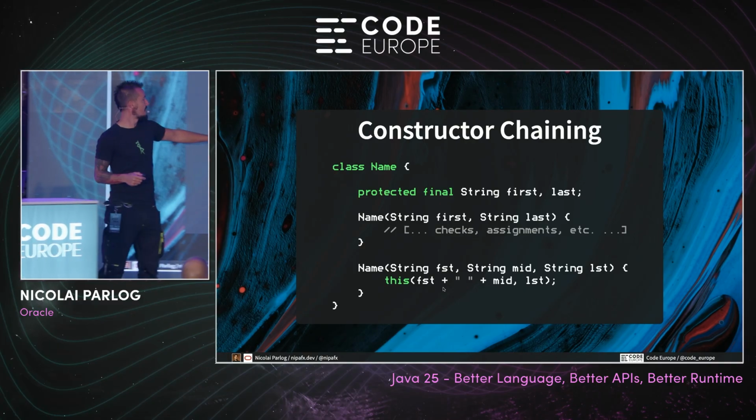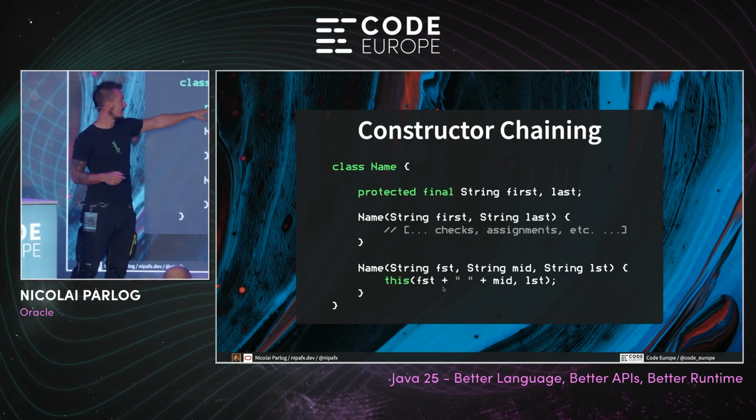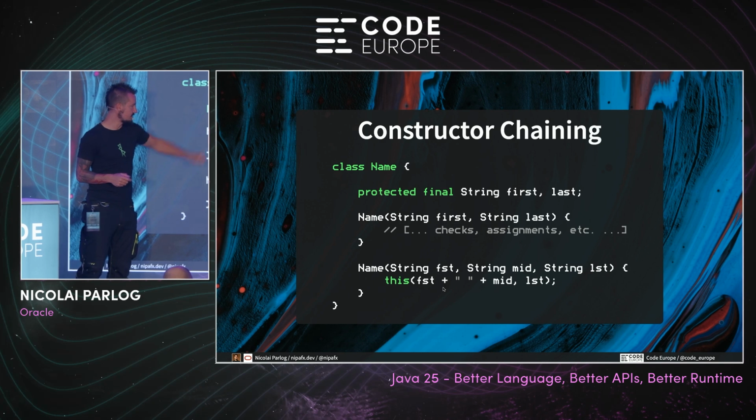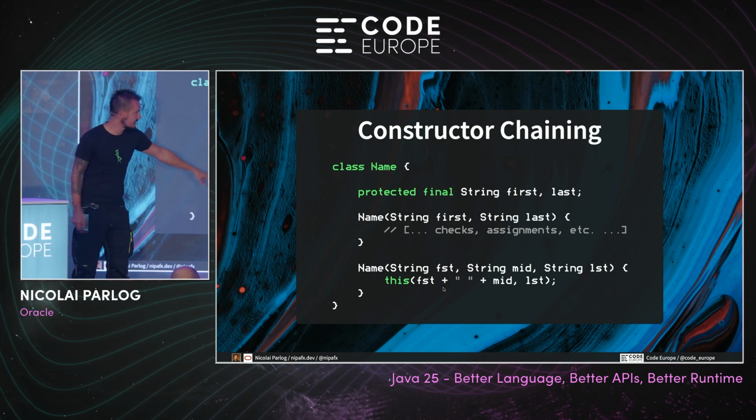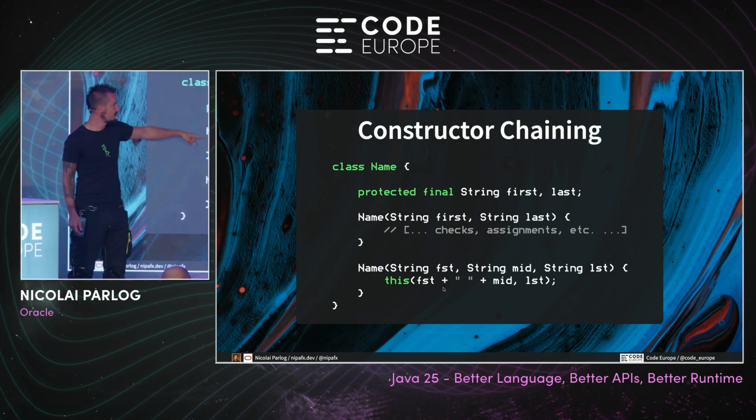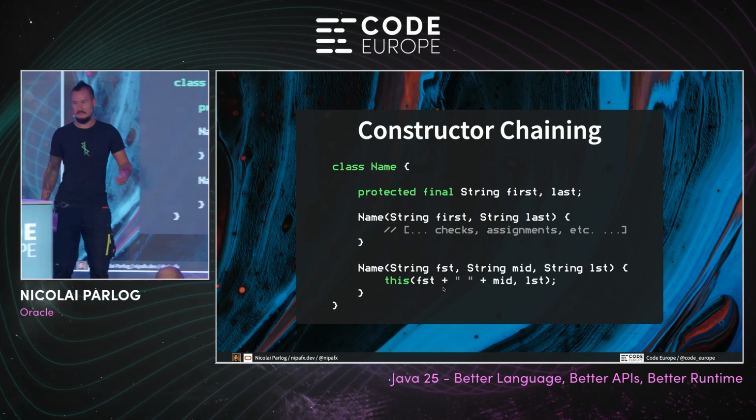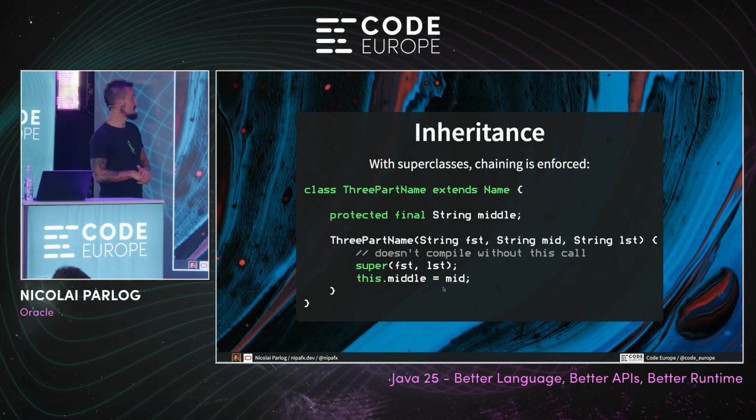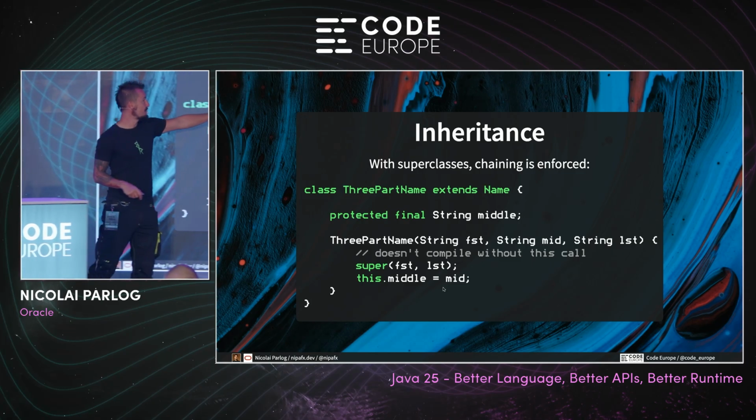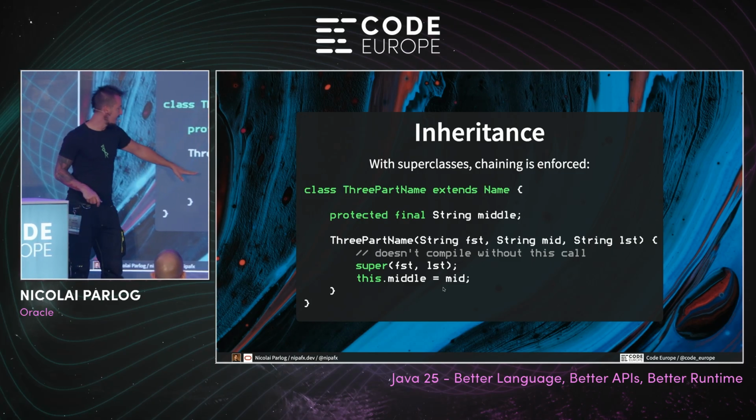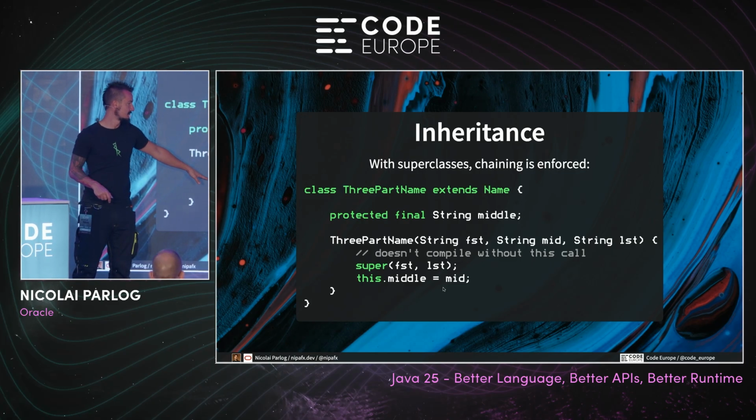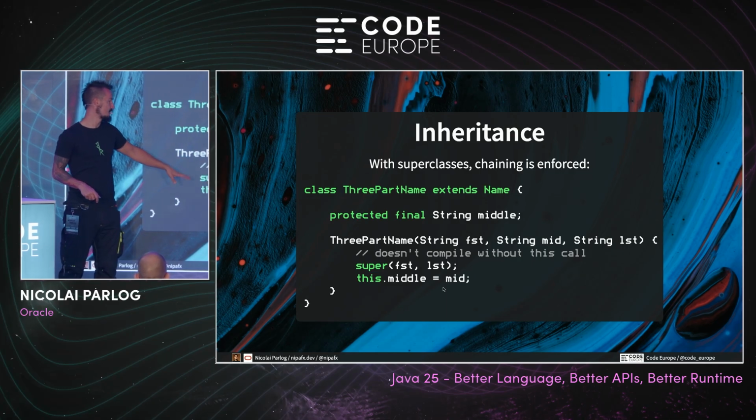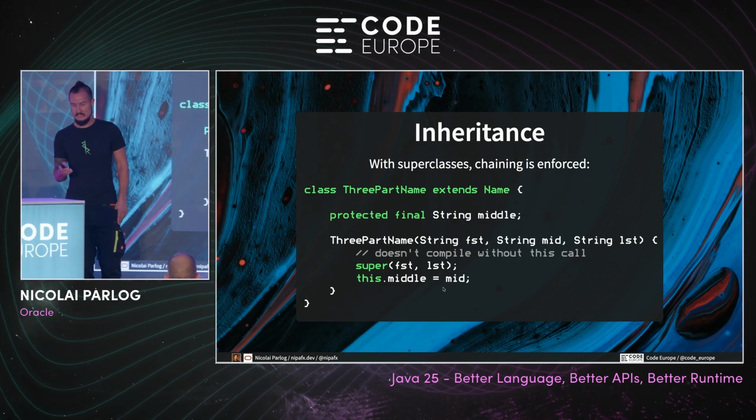So I have this constructor here that assigns first and last strings and does all kinds of checks and whatever, and this other constructor that gets a middle name too doesn't repeat it. It just forwards to this one. That's what I mean by constructor chaining. With superclasses, this is enforced. Now I have a new class called 3-part name that extends name, and I have to call the superconstructor here. I cannot just do everything down here. I have to call the constructor in the superclass. Without it, it wouldn't compile.